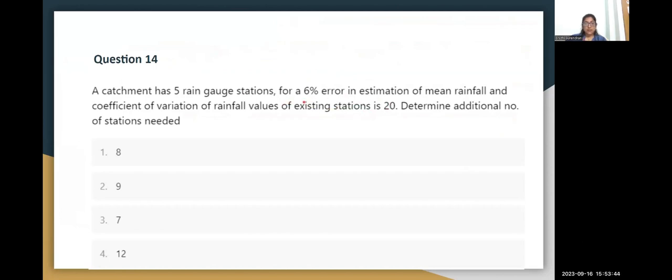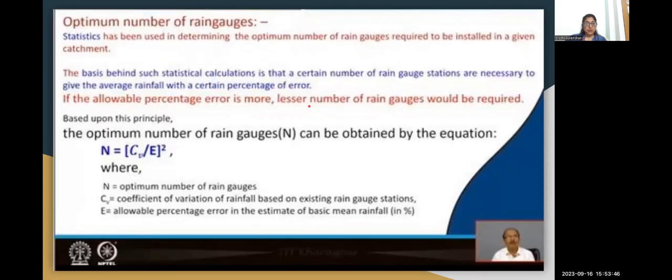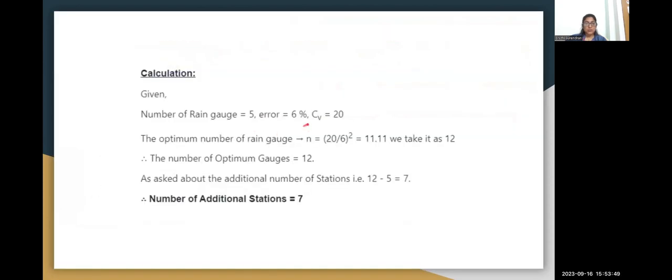So the number given is 5 rain gauge stations. The optimum number of rain gauge stations can be found by substituting these values directly in this formula. It is 20 by 6. The coefficient of variation is CV equal to 20, and the percentage error you have to input in the percentage value itself. So 20 by 6, the whole square, will give 11.11, and we see that the optimum number of rain gauges required is 12.